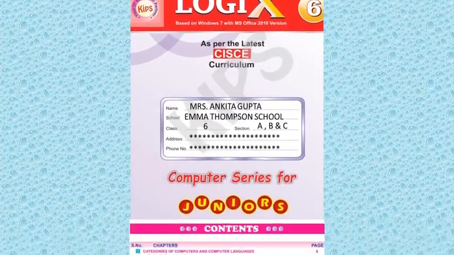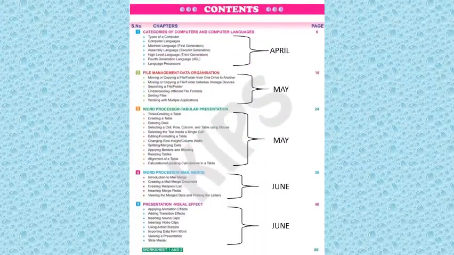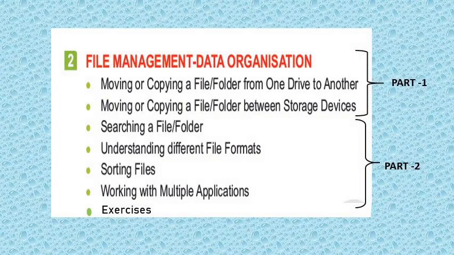We will start chapter File Management, Data Organization. As we can see here, we have also divided the chapter in two parts, part 1 and part 2. In part 1, we will see moving or copying a file or folder from one drive to another and moving or copying a file or folder between storage devices.